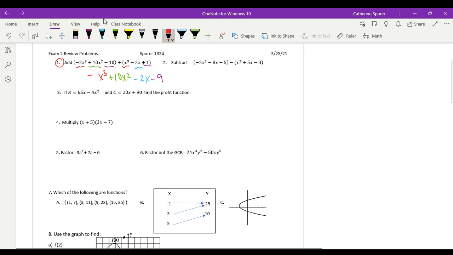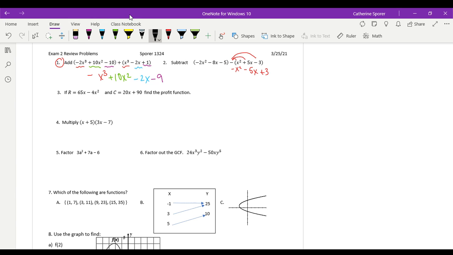Okay. Subtracting polynomials is really similar. We just distribute the subtraction to the second polynomial, so negative 2x squared minus 8x minus 5 minus the second polynomial. We would distribute the negative to that second polynomial, which would change all the signs. So negative x squared minus 5x plus 3. And then after that, we would combine the like terms.